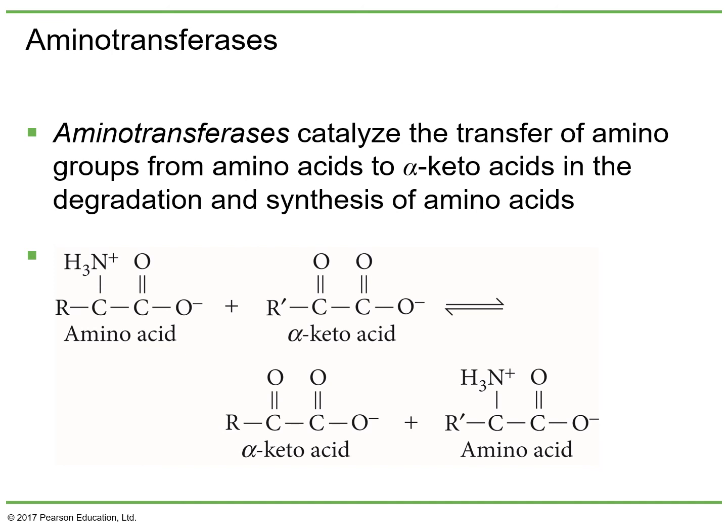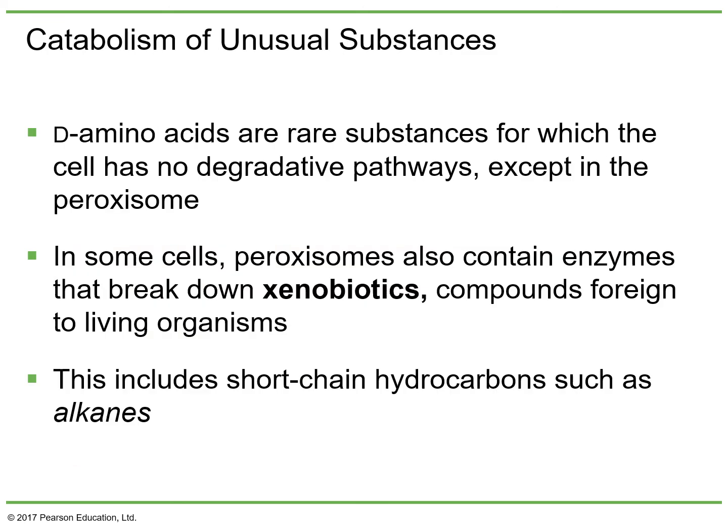Additional peroxisomal enzymes involved in nitrogen metabolism include aminotransferases. Members of this collection of enzymes catalyze the transfer of amino groups from amino acids to alpha keto acids. These enzymes play an important role in the biosynthesis and degradation of amino acids simply by moving the amino groups from one molecule to another.